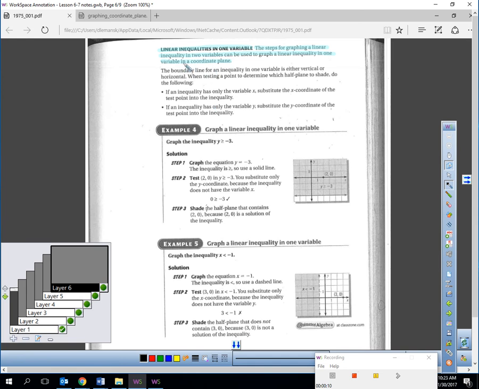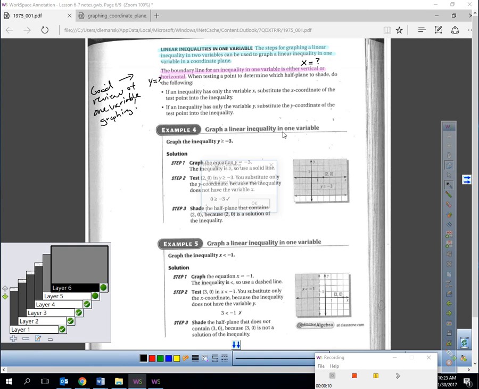Now when you have a linear inequality in one variable, the steps for graphing these that we just did for two variables can be used to graph the linear inequality in one variable. Okay? This is a great review of one variable graphing. The boundary line for an inequality in one variable is either vertical or horizontal. And remember, the vertical equations are like x equals 3. That would be go 3 units to the right on your graph paper and draw a vertical line 3 units to the right of the origin. Or here, horizontal would be the y equals equation.